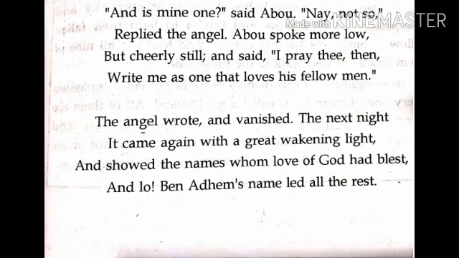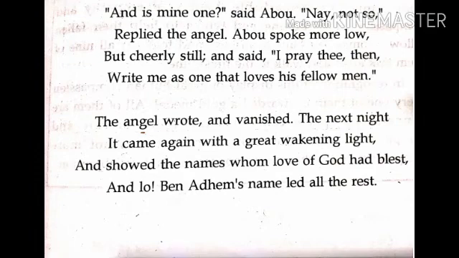And awakening light means what? Awakening light means the awareness you get about God. That is, your spirit becomes brightened, or you become enlightened by the knowledge or by the presence of God. Understood? So the angel wrote and vanished.